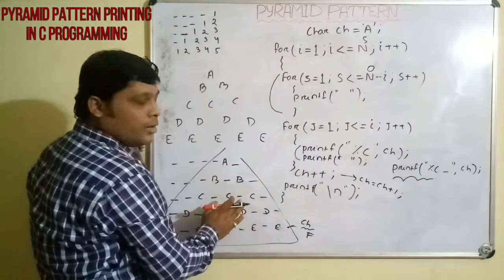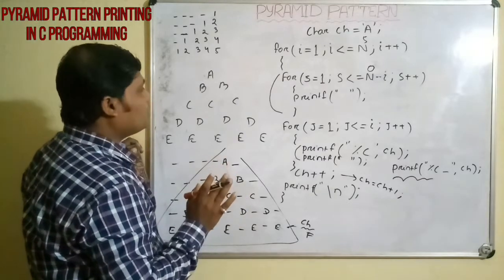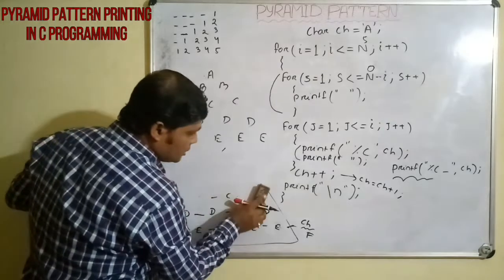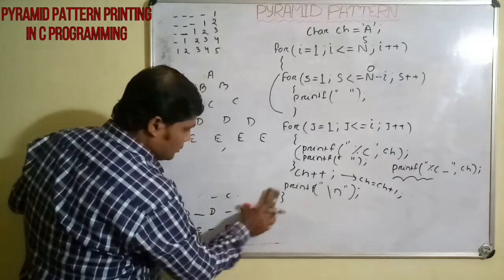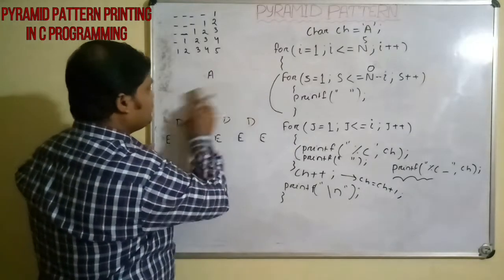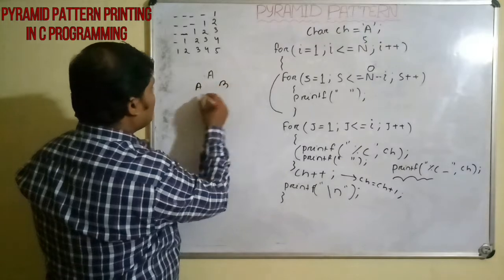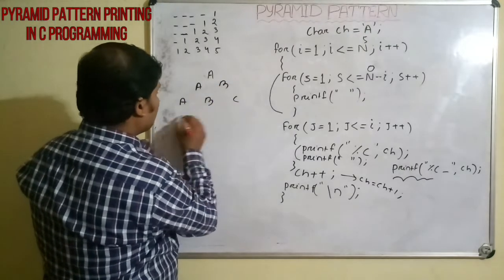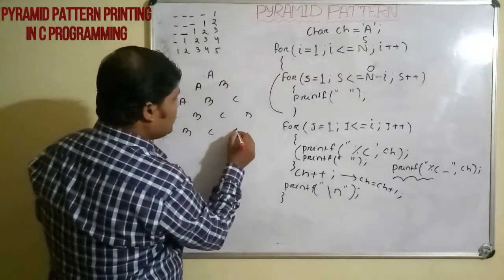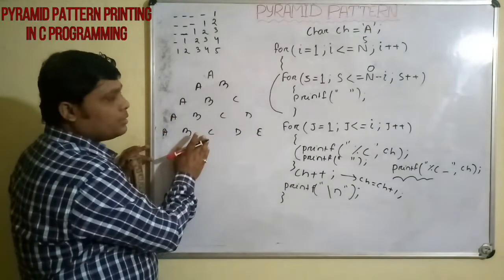So we got this pattern. Clear? All of you clear? Understood? This is very simple. Same way you can print, same way you can just check. Just print this pattern. Suppose A, B, C, A, B, C, D, A, B, C, D, E. Can you print this pattern?